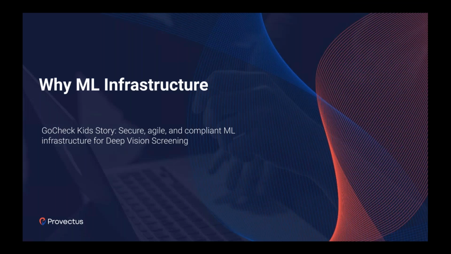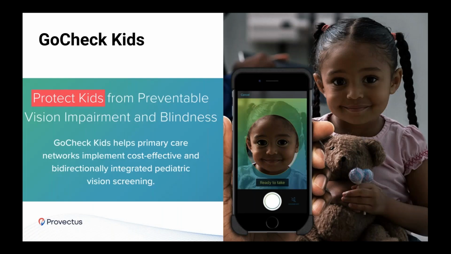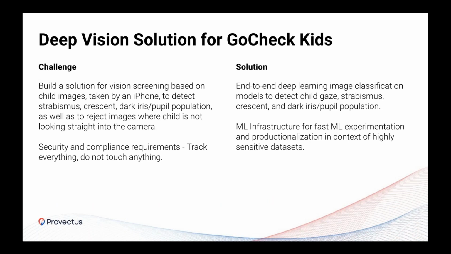So why machine learning infrastructure? We would like to start by visualizing the final goal for you, the final benefits of having a machine learning infrastructure, and then work backwards discussing what's needed to achieve that goal. The best way to visualize the benefits of the solution is to look at a real-world case study. GoCheck Kids is an amazing company that helps millions of kids prevent vision impairment.